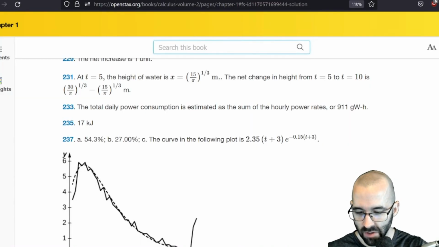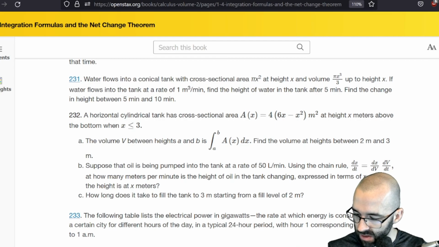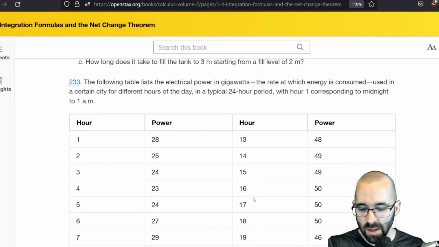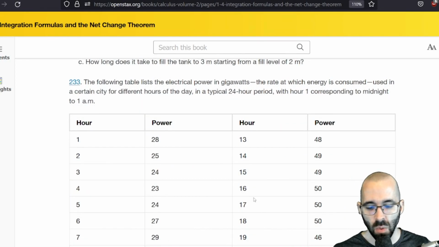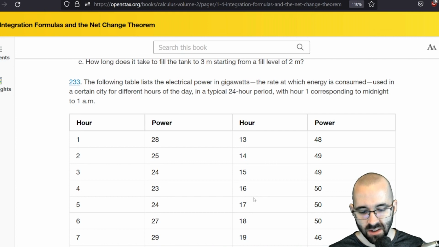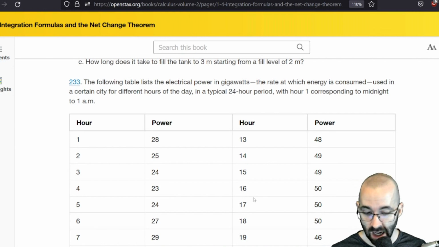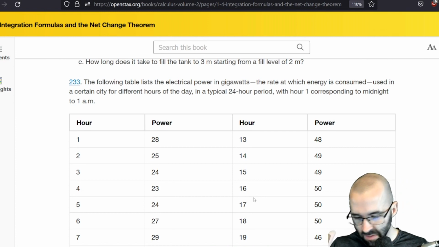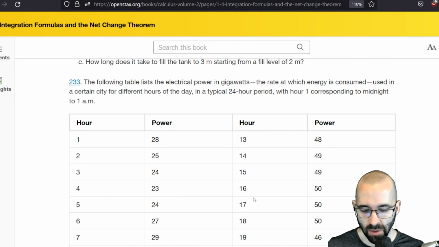Okay, next problem. Which one was that? That was 231. So the next one is going to be 233, and then we'll do one more after that. The following table lists the electrical power in gigawatts, the rate at which energy is consumed. So we're looking at a table of rates, kind of like we did at the beginning of chapter 1, used in some city for different hours of the day in a 24-hour period. So 13 will be 1 p.m. With hour 1, because corresponding to midnight to 1.